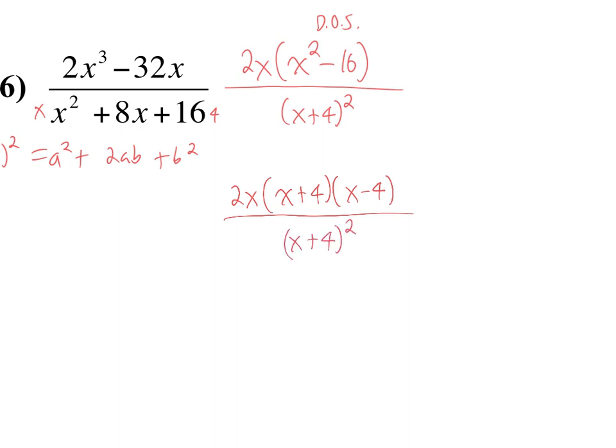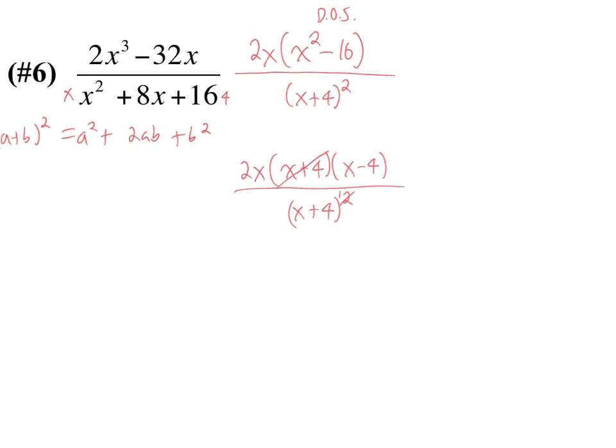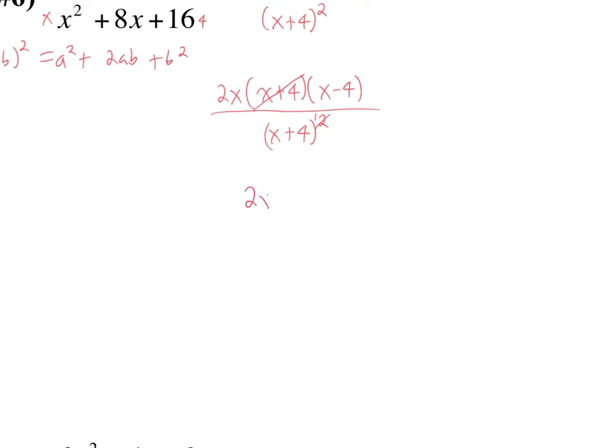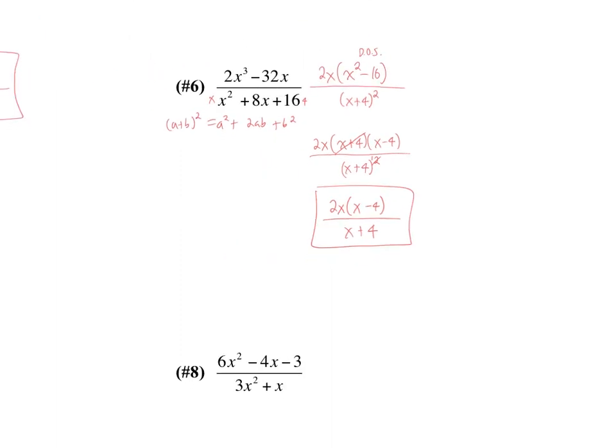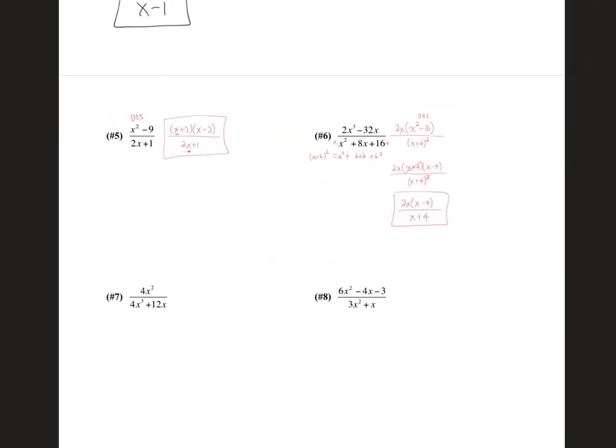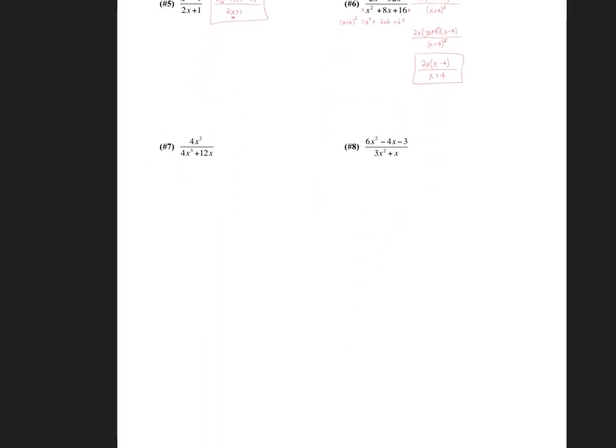All right, can we cancel anything now? Well, we have 1 x plus 4 on top. We have 2 x plus 4s on the bottom. So one of these x plus 4s is going to cancel. We're going to have 1 left on the bottom. So now what we have is 2x times x minus 4, all over x plus 4. All right, and there we go. Sounds good. All right, number 7.